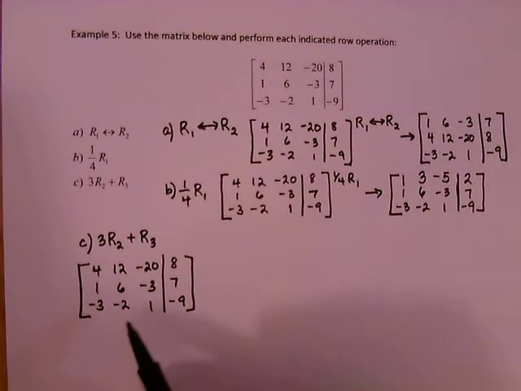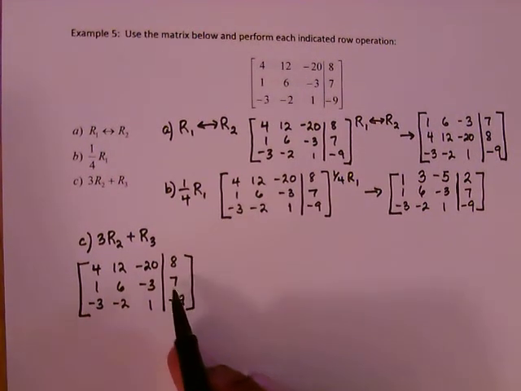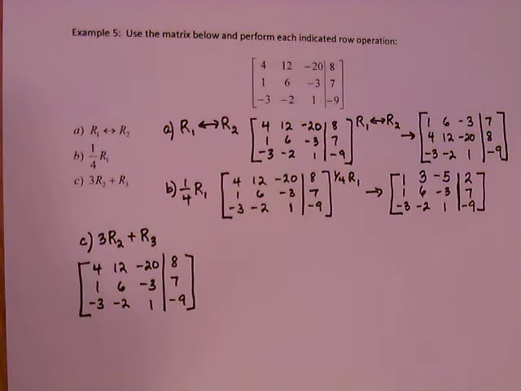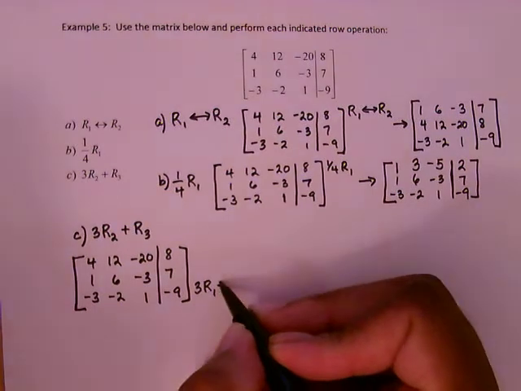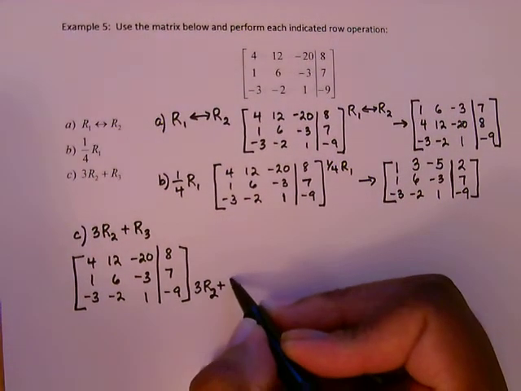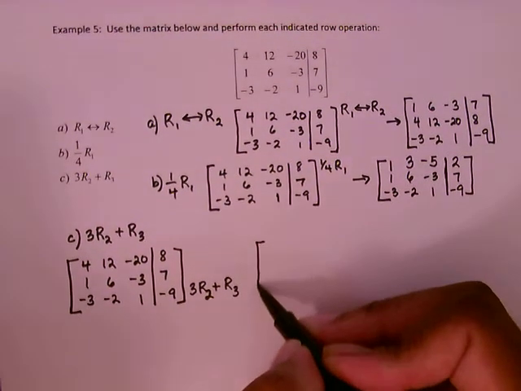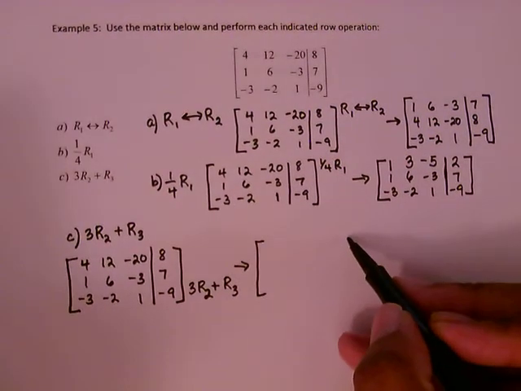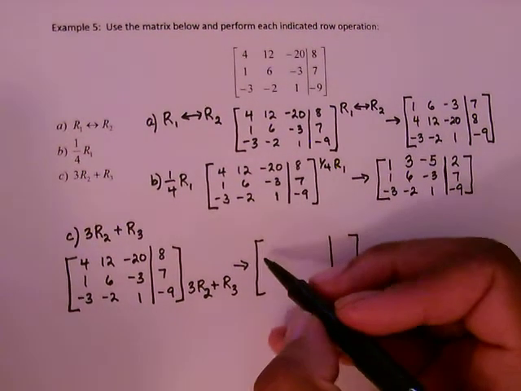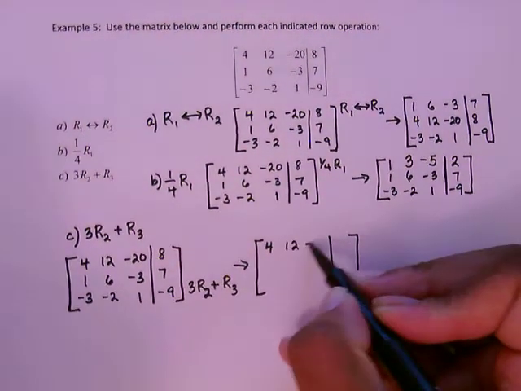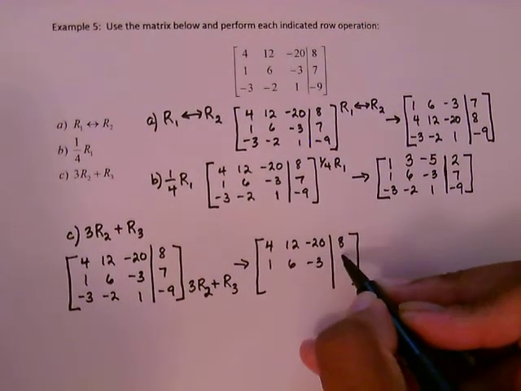So what's going to change is row 3. Row 1 and row 2 are going to remain the same. It's row 3 that's going to change. And that's going to be changing by doing 3 times each element in row 2 plus each element in row 3. So here's what we're going to get. The first 2 rows are going to remain the same, so I'll copy those over. 1, 6, -3, and 7.